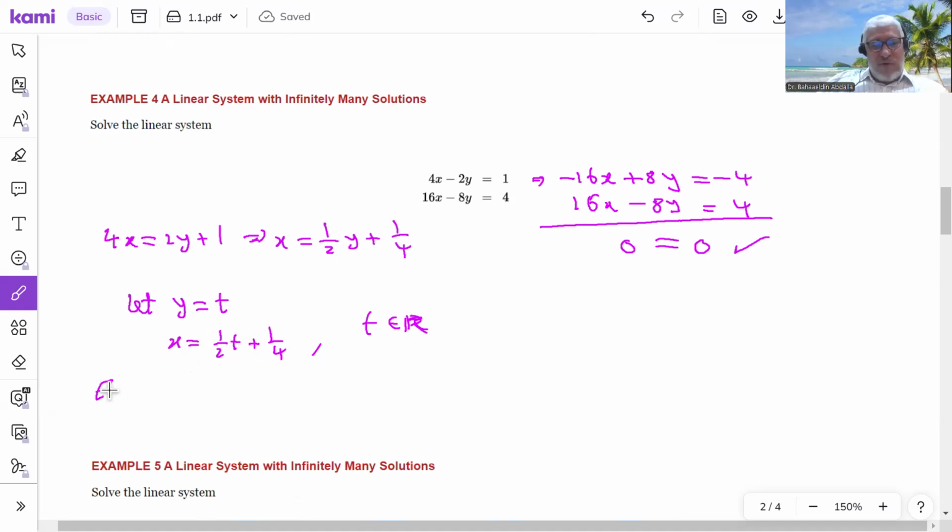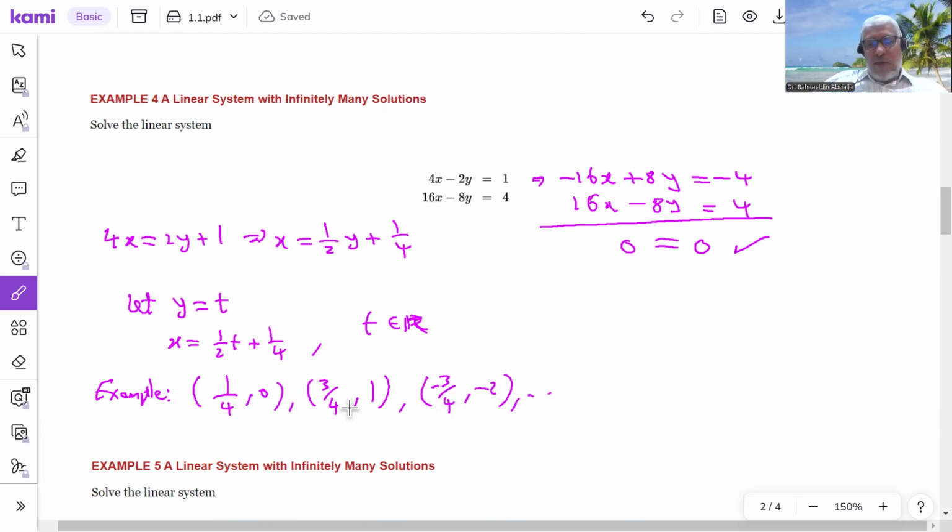So for example, if you want to find some solutions of this system, replace t by any number. So if you put t equals 0, for example, then x would be 1 over 4. So this is one of the solutions. If you put t equals 1, for example, notice that t is y, so x would be half plus 1 over 4. That's 3 over 4. If you put t equals -2, for example, then we will have half times -2, that's -1, plus 1 over 4, that's -3 over 4.